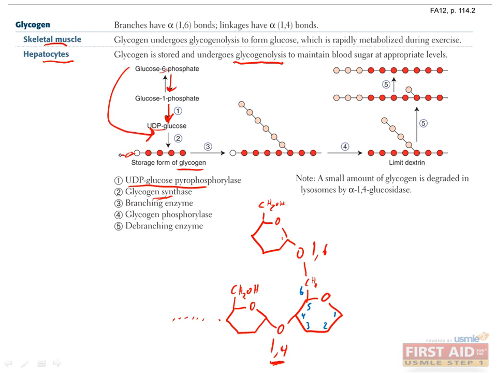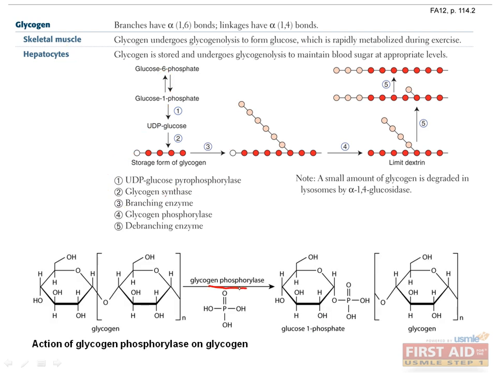Once the chain has grown to about 10 glucoses long, branching enzyme is used to move some of them back to form a 1,6 bond with the previous glucose, creating a branch. So those first three steps are involved in glycogen synthesis. Next, we'll talk about breaking it down. Glycogen phosphorylase, whose function is shown here, adds a phosphate group to a glucose molecule, which separates it from the glycogen chain.